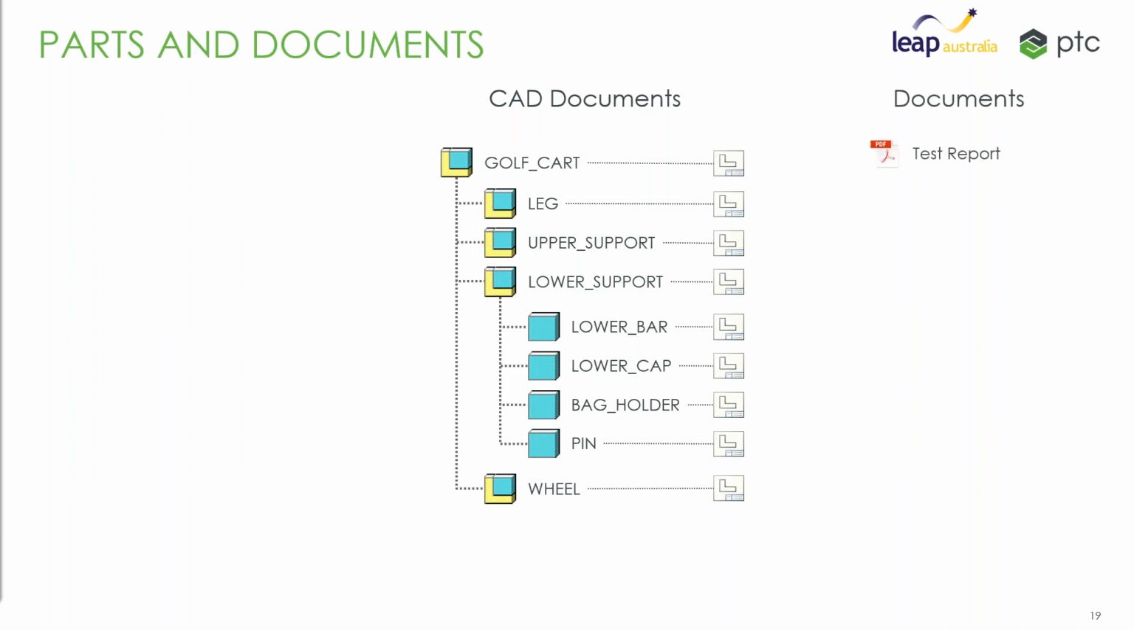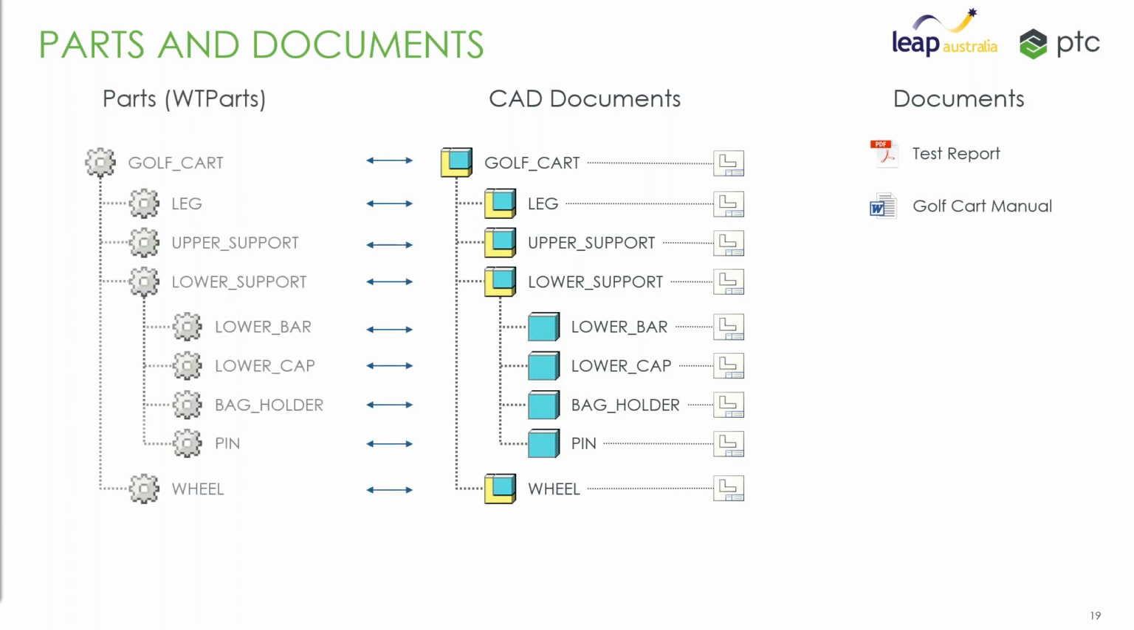We can also manage documents. These can be any kind of other file that's not a CAD file: PDFs, Word documents, movies, whatever you like. We can also check them in and out. But what we also have is that gear icon that I was talking about, what we call parts in Windchill. So when we check in our CAD document, we can also create an equivalent part structure.